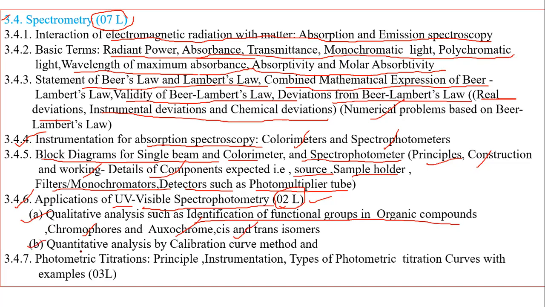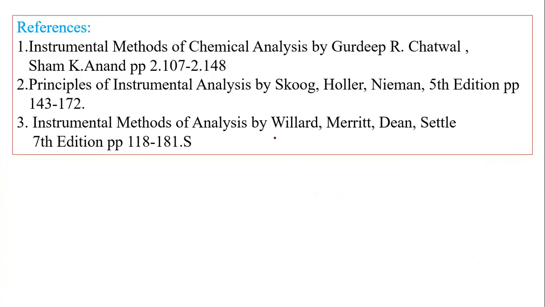After that, we are going to carry out quantitative analysis by the calibration curve method, which helps us in quantitative analysis. After that, photometric titrations are there. In that, we are going to learn the principle, instrumentation, and types of photometric titration curves, with the help of a few examples. This photometric titration carries 3 lectures. This is also very important in our day-to-day practice, and in industry.